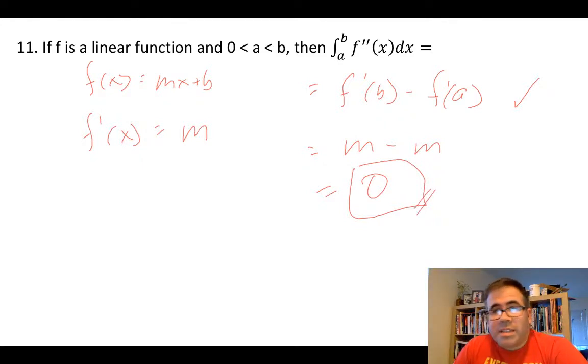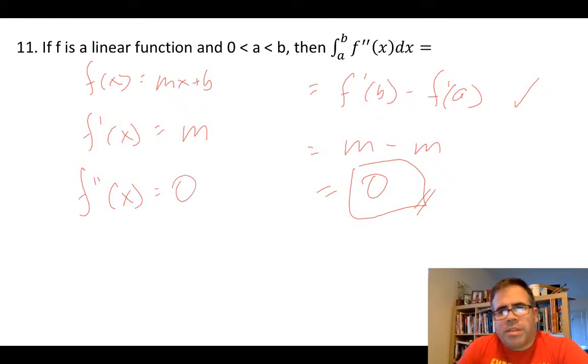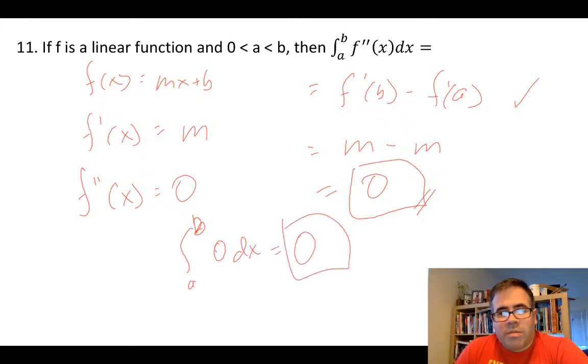You can also get at this another way. If f prime of x is equal to m, then f double prime is just equal to 0. And if you're integrating from a to b of 0 dx, it doesn't matter what a and b are, that's going to be 0, because you're adding up an infinite number of zeros, and you still get 0. So that works for both of them.